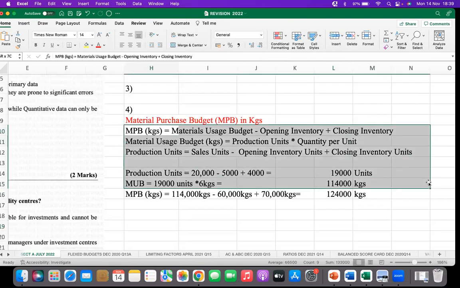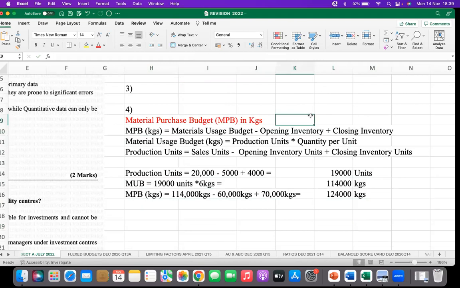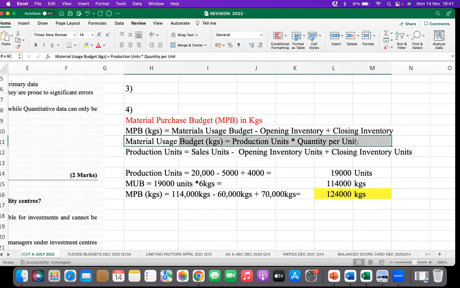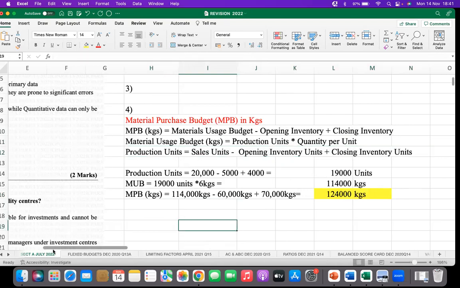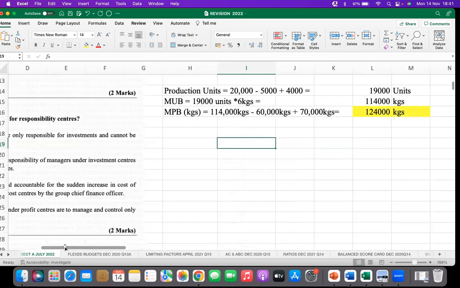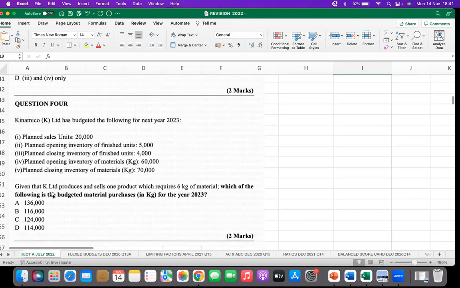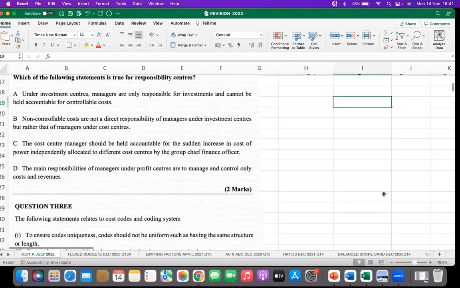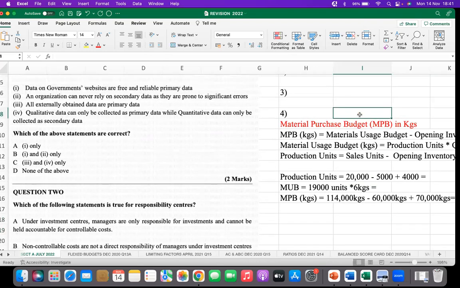So in short, we have revised functional budgets. And which functional budgets? We have revised material purchase budget, and our answer is 124. Remember, materials purchase budget is material usage budget minus opening inventory of materials plus closing inventory. Material usage budget is production units times quantity per unit. Production units is sales units minus opening inventory plus closing inventory. ICPA will share with you this Excel sheet. So we have found our answer as 124. Let's check the answers. Do we have any 124? Yes. Answer is C. So question four, answer is C.